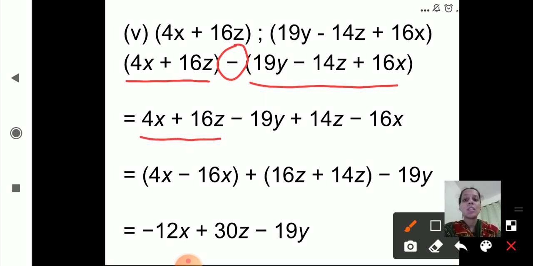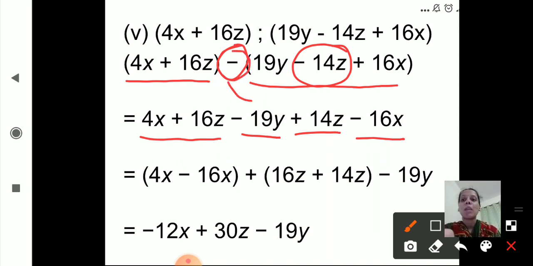Now for the second algebraic expression, while writing it, the signs inside the brackets will change. Here it is plus 19y, so we are writing it as minus 19y. Now minus 14z we are writing as plus 14z, and plus 16z we are writing as minus 16z. And why will the signs change? Because outside the bracket there is a minus sign.